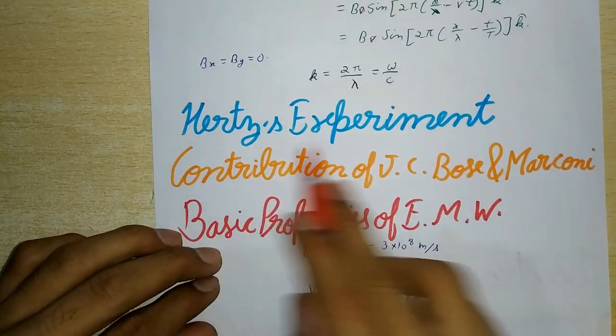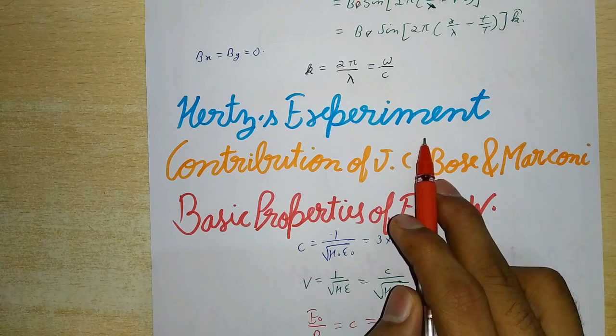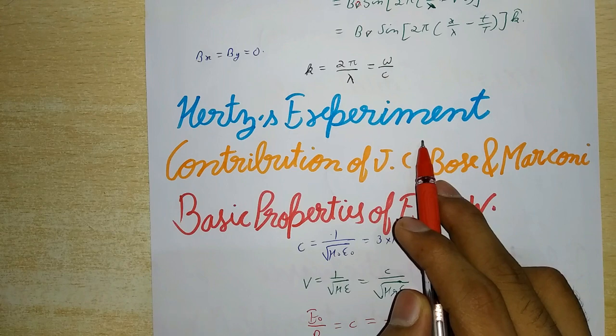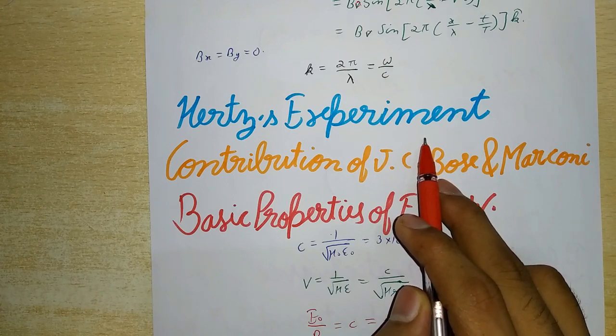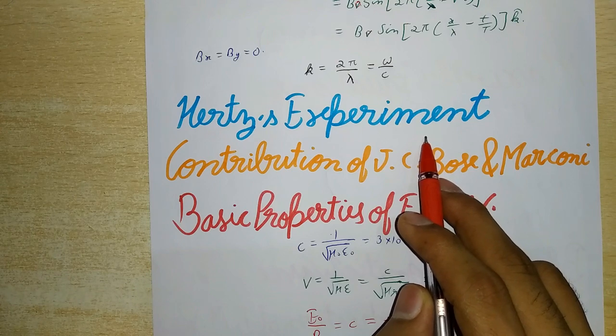So now next is Hertz experiment. In 1888, Hertz succeeded in experimentally confirming the existence of electromagnetic waves by using oscillatory LC circuits. He not only produced and detected electromagnetic waves, but also demonstrated their properties of reflection, refraction, interference, and polarization, and established beyond doubt that light radiation has wave nature. He was able to produce EM waves of wavelength around 6 meter.